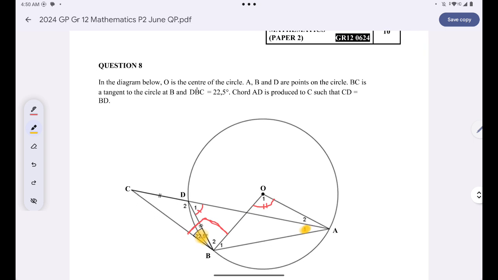Okay. Chord AD is produced such that CD is equal to PD. When CD and PD are equal, that makes triangle CBD isosceles. Why? Because CD and DB, which are equal, are opposite sides of a triangle. So if this angle here is 22.5, this one will also be 22.5. Are we together? Okay, let's answer the questions now.